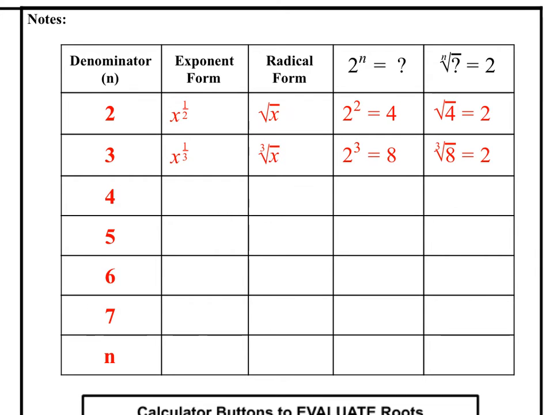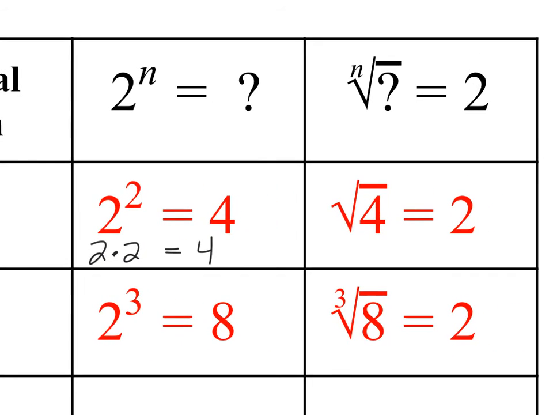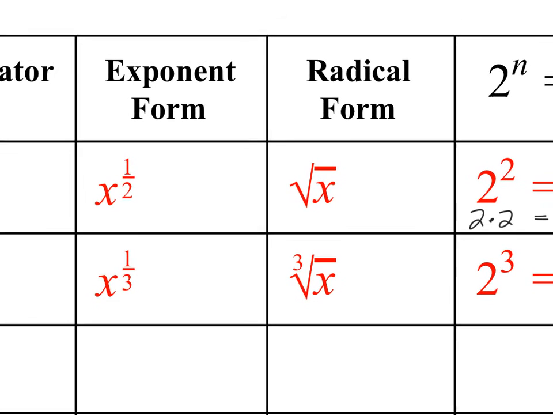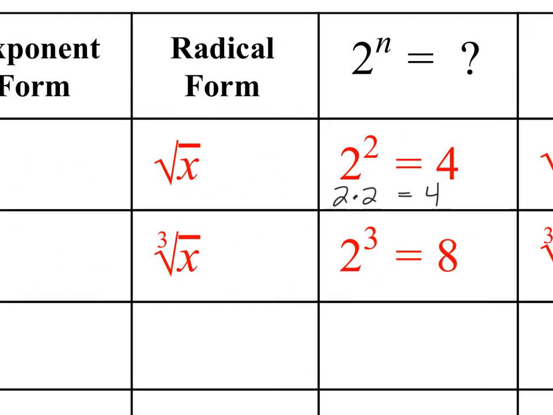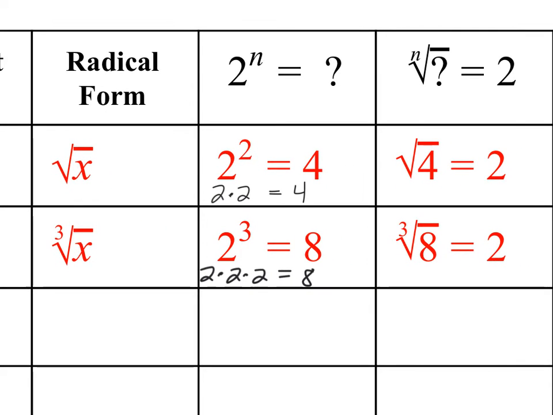2 to the second power is 4 because 2 times 2 is 4. And so, since 2 times 2 is 4, the square root of 4 is 2. The next line, x to the 1/3, is written as the cubed root, so there's a little 3 in that crook. 2 to the third power is 8 because 2 times 2 times 2 is 8. And so the cubed root of 8 is 2.